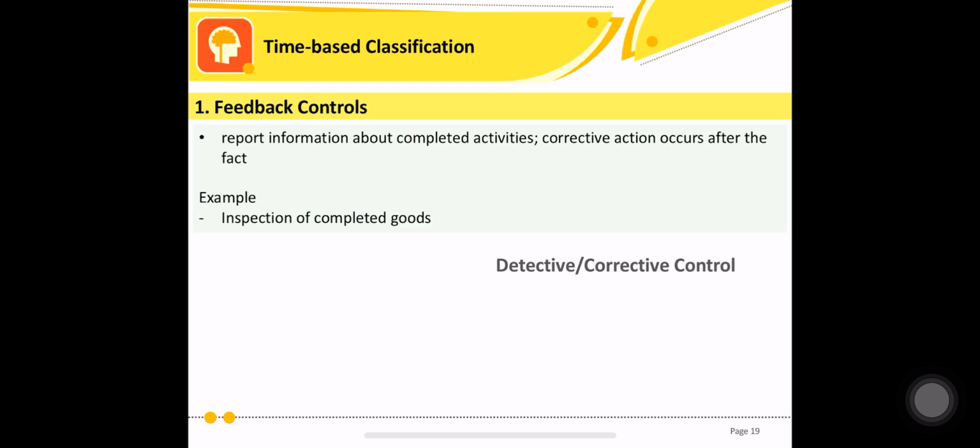For me, this is the best way for you to identify it: feedback. So, just remember, feedback control is also known as detective or corrective control, either of them. So, it goes like this. Say you see an example in the exam: Which of the following is a feedback control? Now, think of feedback. Feedback, what is that? Corrective, detective.